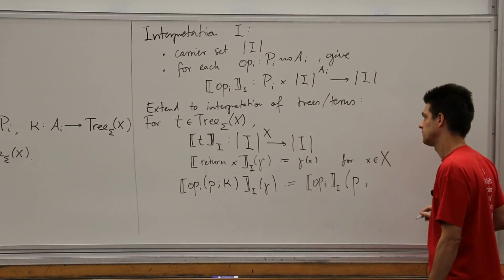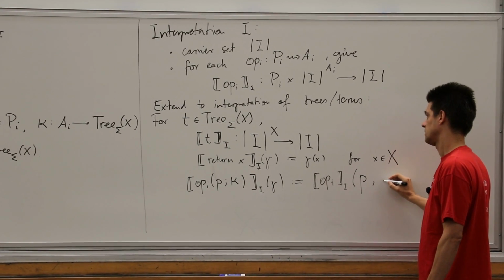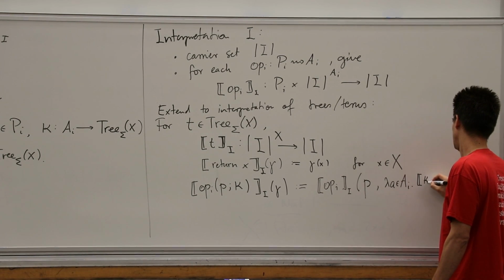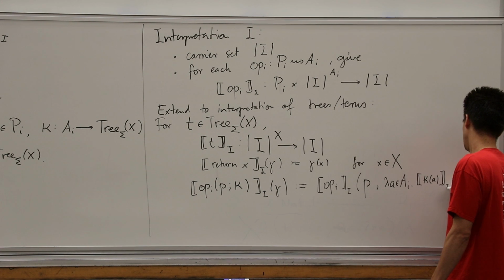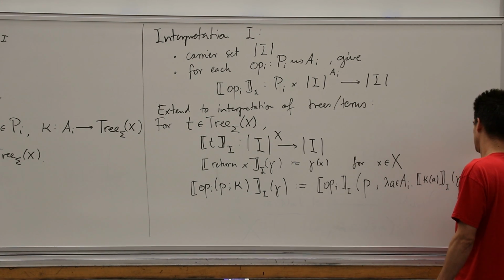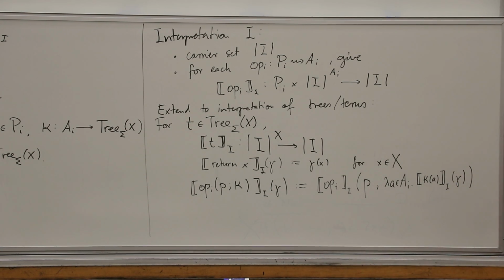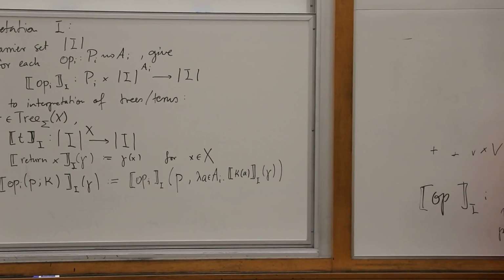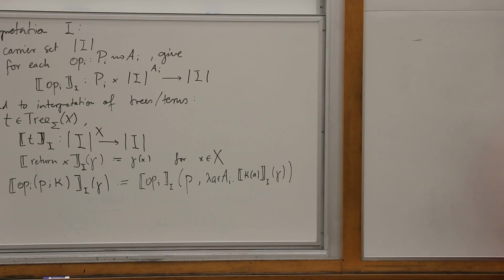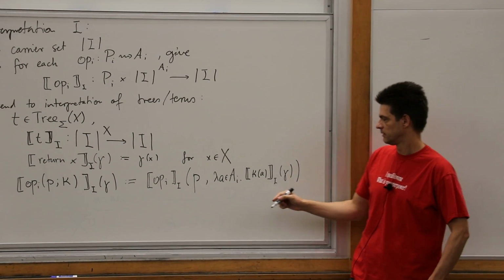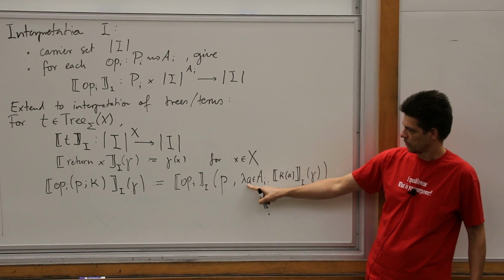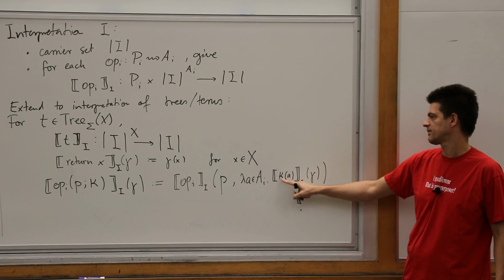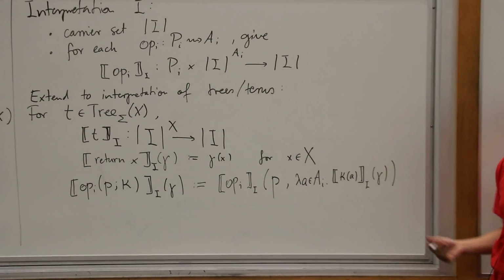So this is going to be the interpretation. So I want lambda a in a_i, the interpretation of kappa a, gamma. So what happened here? For each position, for each index of an argument, right? I want the 8th argument. What is the 8th argument? Well, I look at the 8th subtree and I interpret it. And I get the 8th argument.